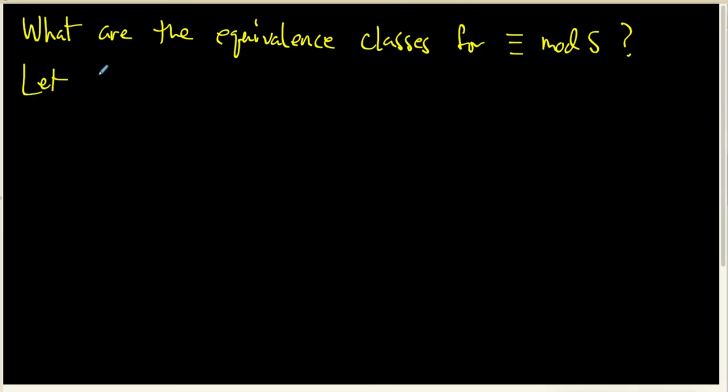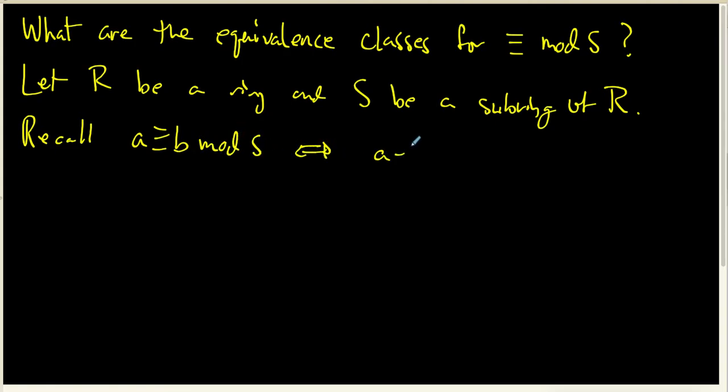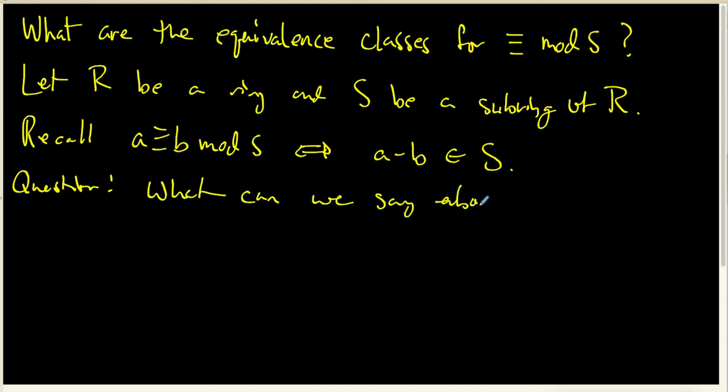Well, we need to set the stage. So we're going to let R be a ring and S be a subring of our ring R. I want to recall that A is congruent to B mod S means that A minus B has to belong to the subring S. And the question is, what can we say about the equivalence class that contains A?